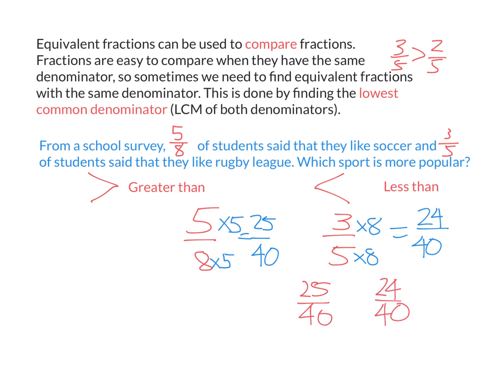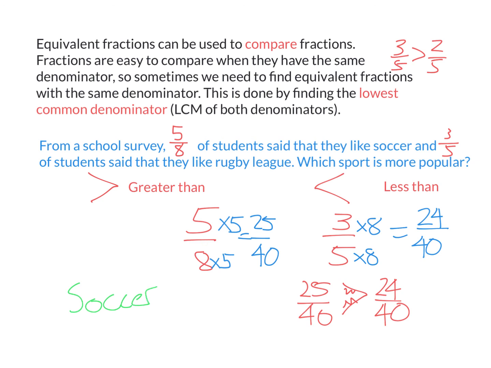When you're deciding which of these symbols to use, think of it as a crocodile's mouth. Crocodile eats the bigger number. This one's bigger, so the crocodile's mouth eats the bigger number like that. 25 over 40 is greater than 24 over 40, and that means 5/8 is more than 3/5. A higher fraction of students liked soccer than liked rugby league. So that's our answer here. Soccer is more popular because a greater fraction of students like it.